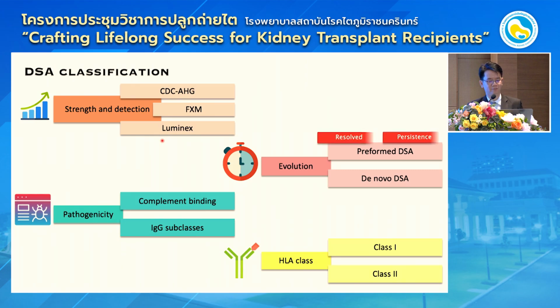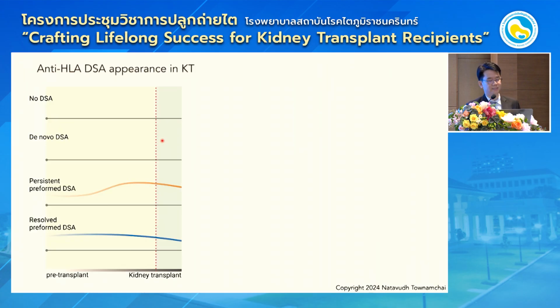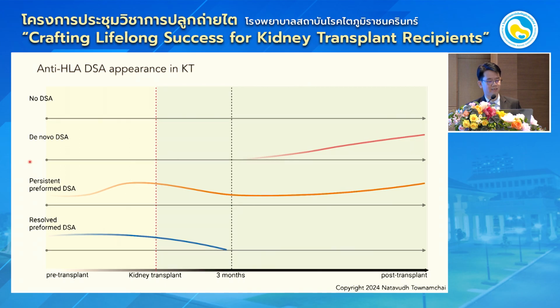Now move to the second one about preformed and de novo DSA. For the preformed DSA, we can divide it into resolved DSA and persistent DSA. Let's take a look at it. Shown here are four types of DSA, divided by the evolution of the DSA. We would like our patient to be like this, without DSA at all, before transplantation and after transplantation. And the de novo DSA is in those patients who before transplantation have no DSA at all, but develop DSA after 3 months or 6 months after transplantation.